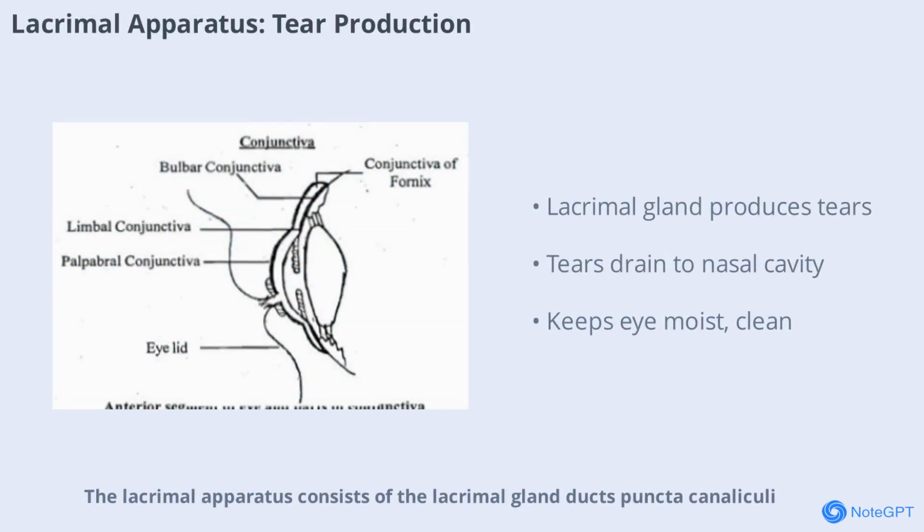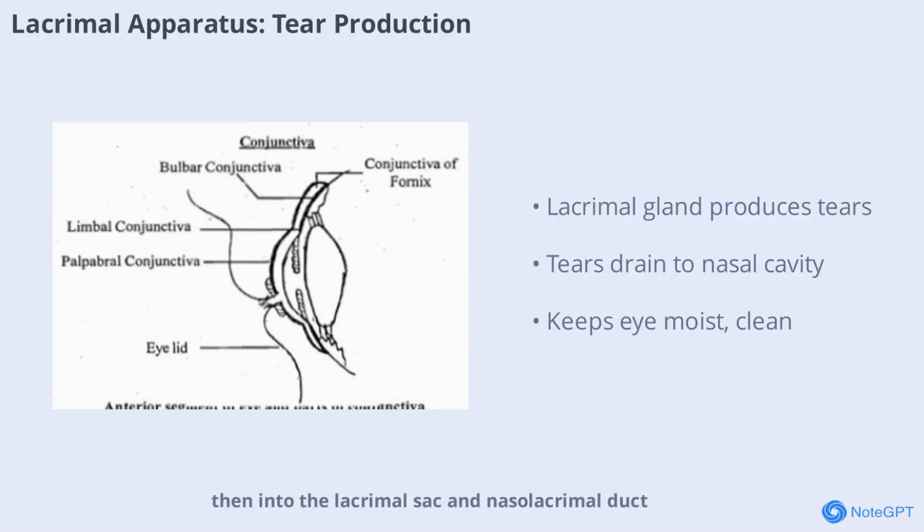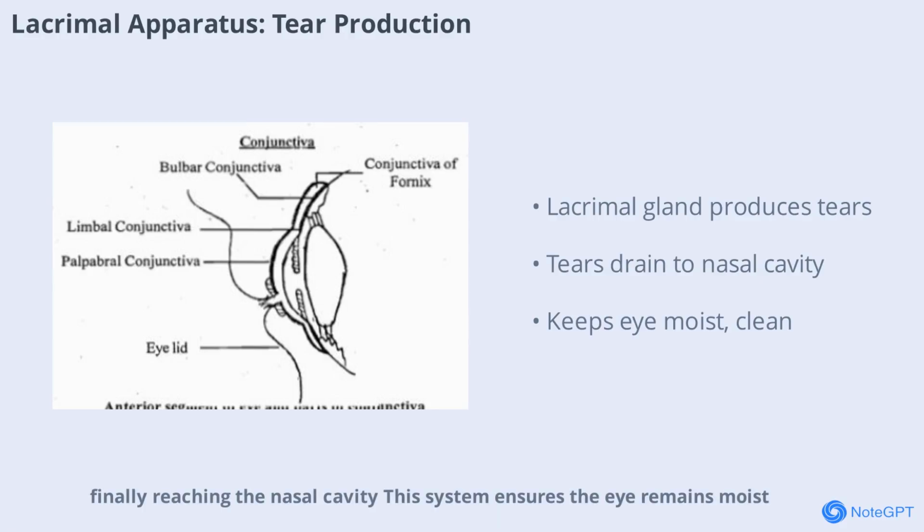Lacrimal apparatus consists of the lacrimal gland, ducts, puncta, canaliculi, lacrimal sac, and nasolacrimal duct. The lacrimal gland, located in the upper outer orbit, produces tears that lubricate and protect the eye. Tears drain through the puncta into the canaliculi, then into the lacrimal sac and nasolacrimal duct, finally reaching the nasal cavity. This system ensures the eye remains moist, clear of debris, and protected from infection.